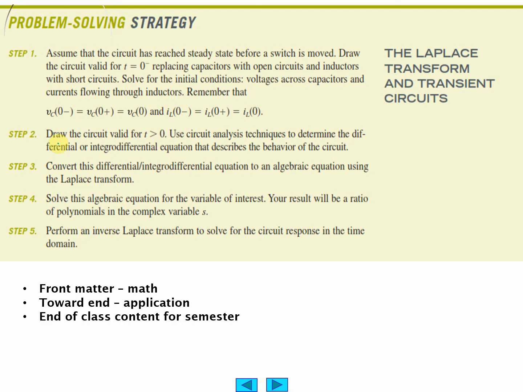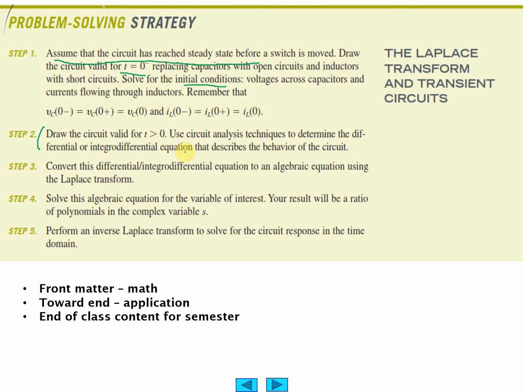What we're going to do now is have a circuit and assume it's reached steady state before a switch is thrown, and then the state of the circuit valid at that point is your boundary conditions. And so you get your initial conditions, and then figure out what the circuit does after t equals 0.